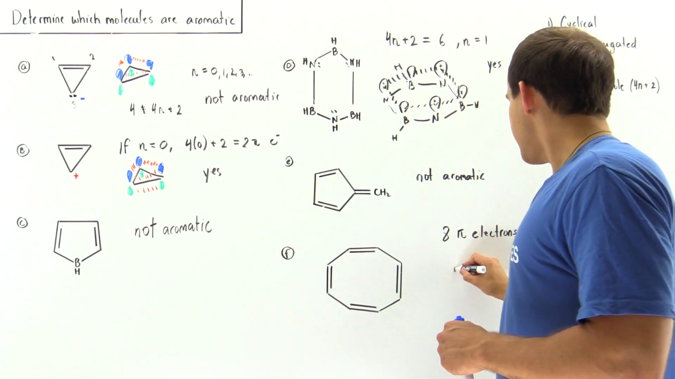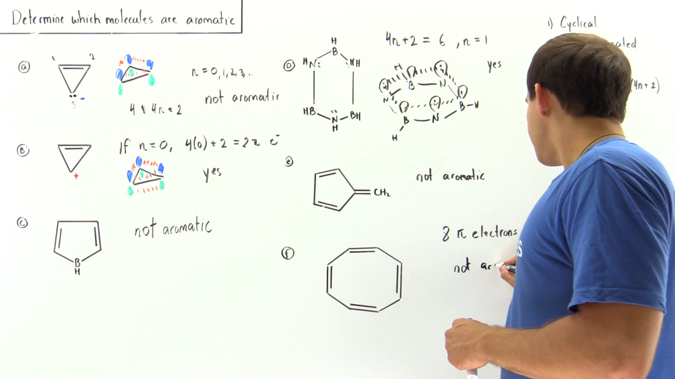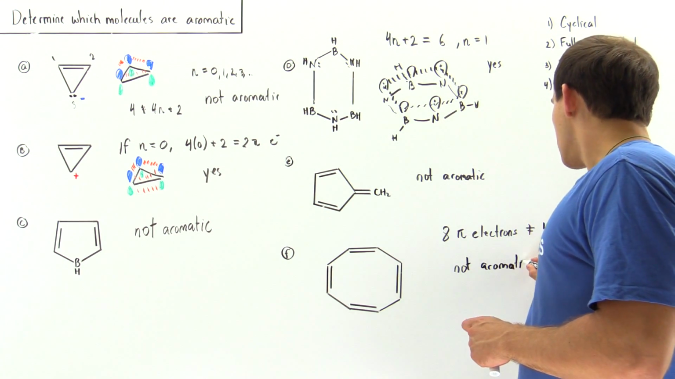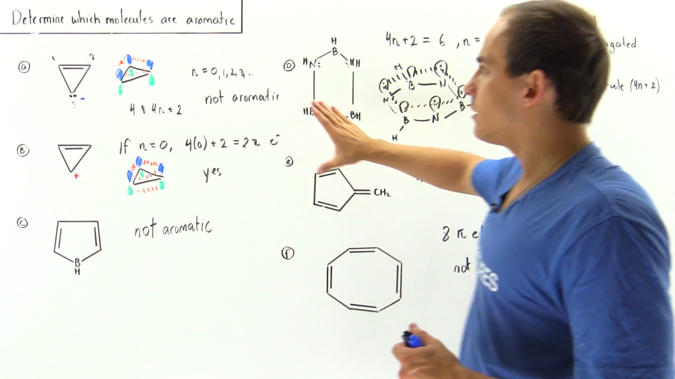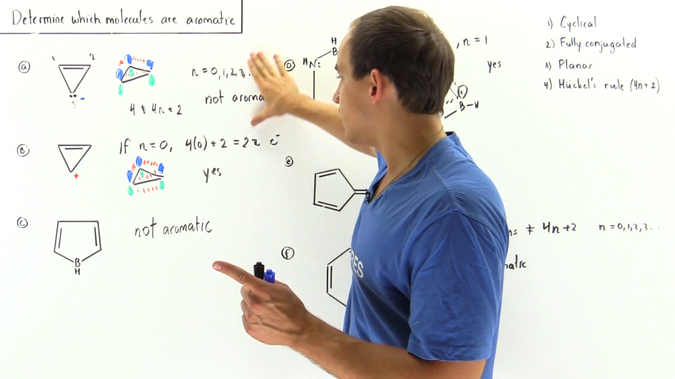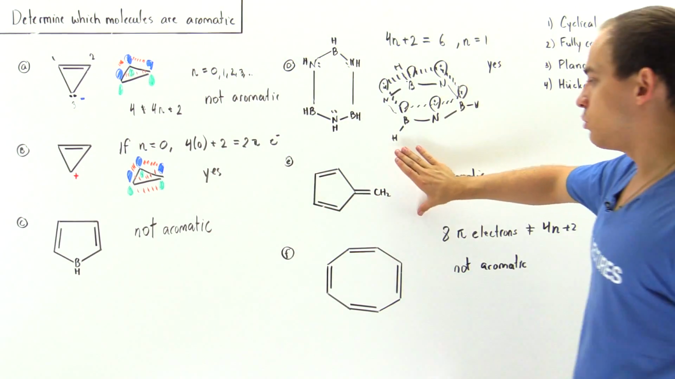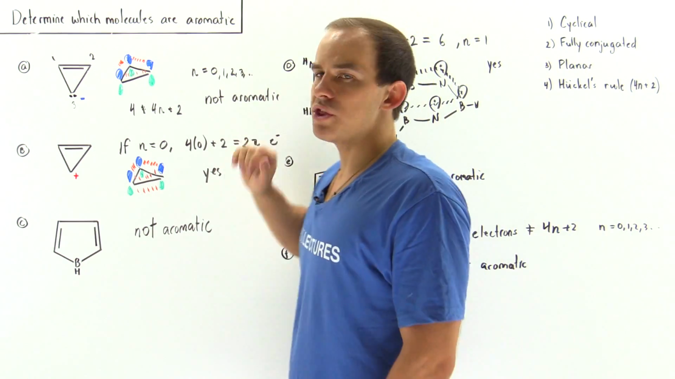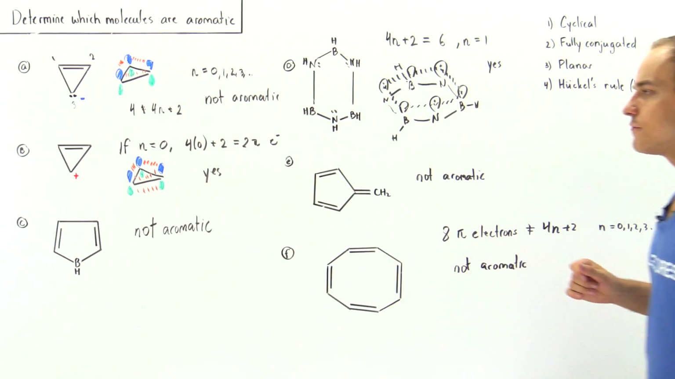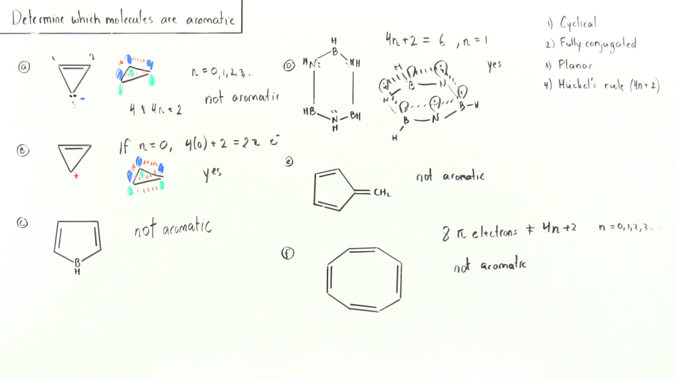So we see that only 2 of these 6 compounds is aromatic. So molecule A is not aromatic, molecule C is not, molecules E and F are not, molecules D and B, however, are both aromatic because they satisfy all these 4 criteria.